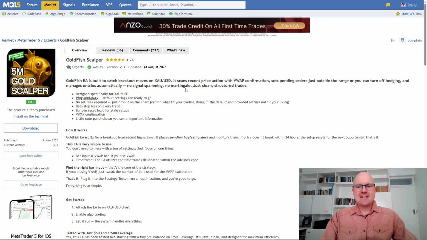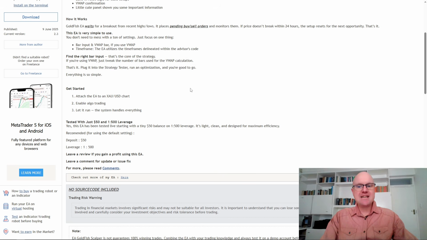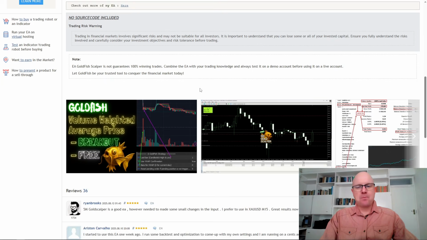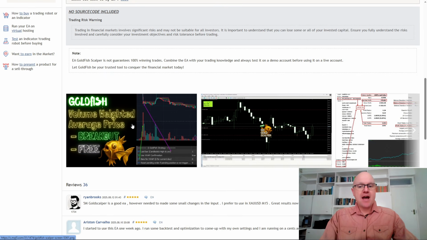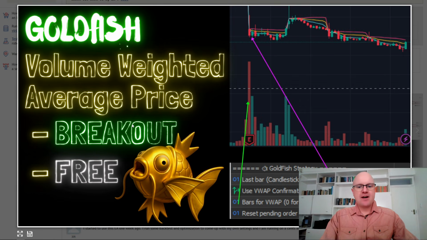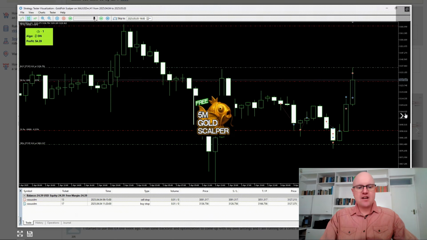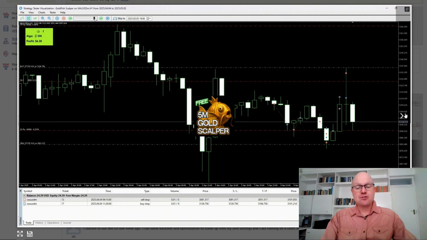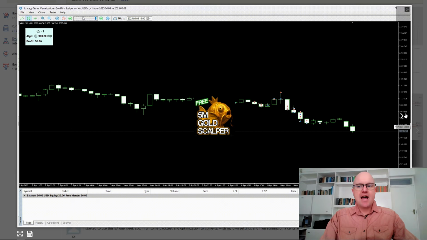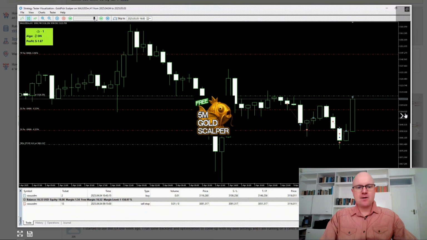Now, the thing that sets this EA apart for me is the fact that it incorporates the volume weighted average price into its breakout calculation. And if we look at some of the images provided by the developer, you'll see an example of how it determines using candlestick high and low combined with the VWAP confirmation for trade entries. He's also included a short video to showcase what the bot looks like trading on a small account and how it performs live in the market.